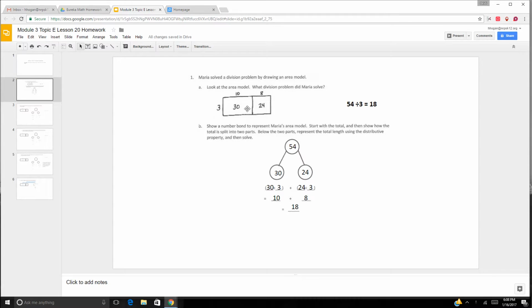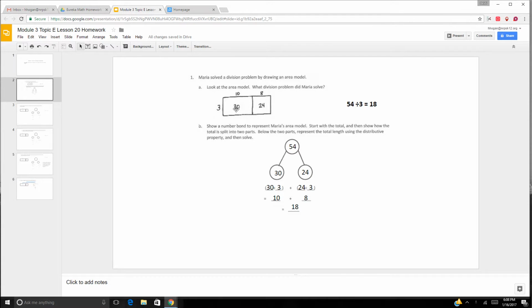This is going to look a little bit familiar. We've used the area model before to solve problems. So number one, they sort of set it up for you. They made the number bond and they did the area model for you. So Maria solved the division problem by drawing an area model.